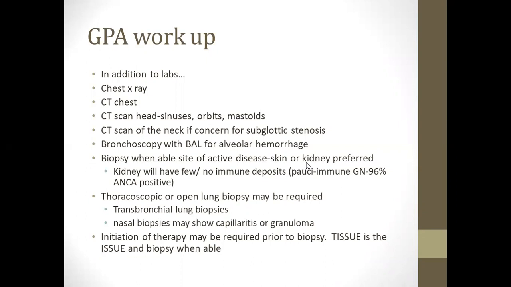So if you get a skin biopsy of a palpable purpura, you're going to have changes of a leukocytoclastic vasculitis that really doesn't rule in or out anything. So the most beneficial site to biopsy, and typically the boards do want you to biopsy, and typically as a rheumatologist, we want you to biopsy, but the best bet is going to be the kidney.